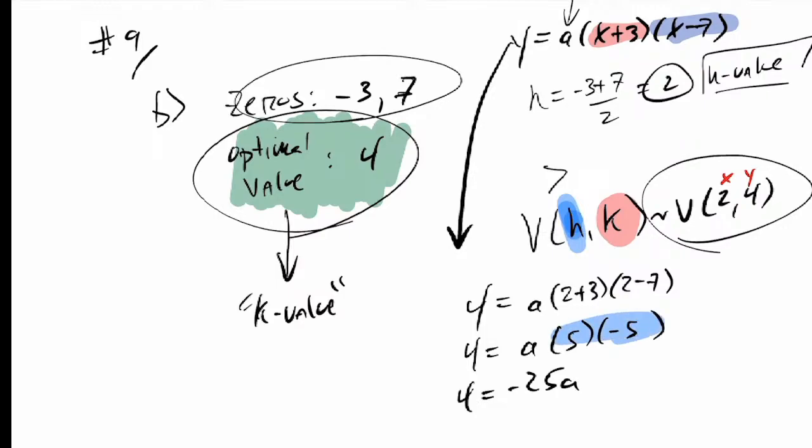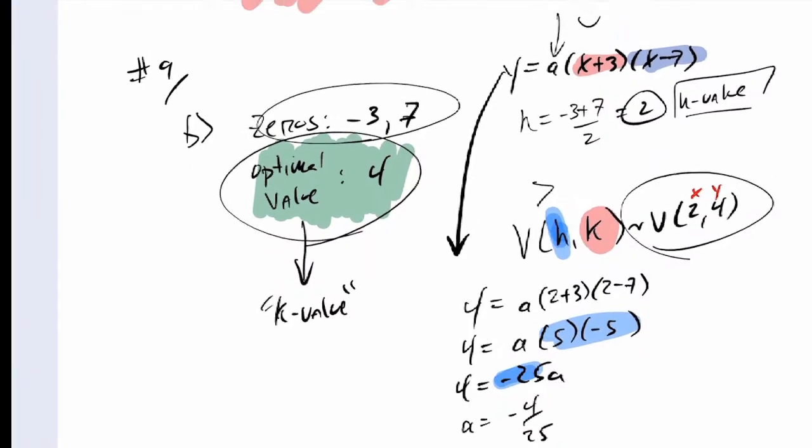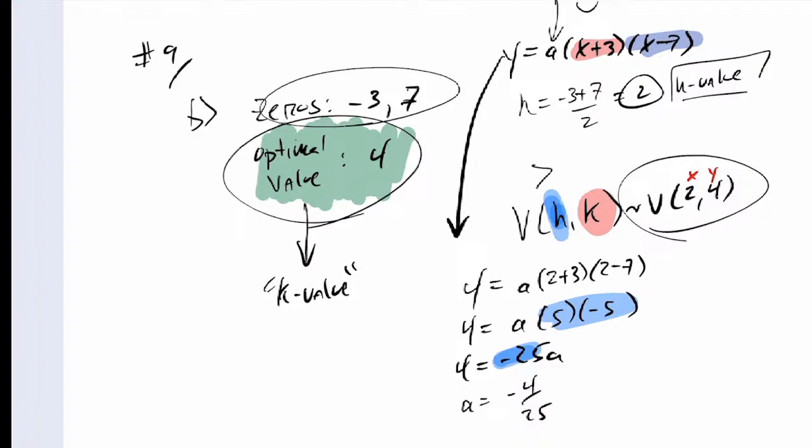You'll see here 5 times -5 is -25. And solving for a, I get a is -4 over 25. So putting this all together, if I were to answer 9b, the answer is y equals -4 over 25 times (x plus 3) times (x minus 7).